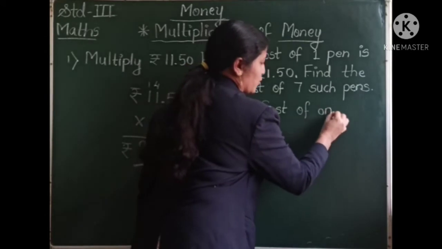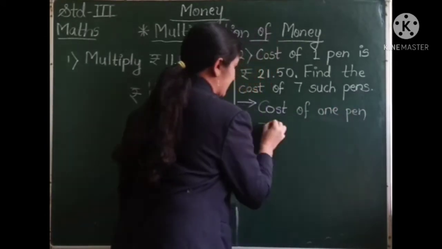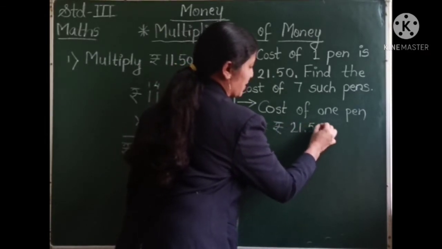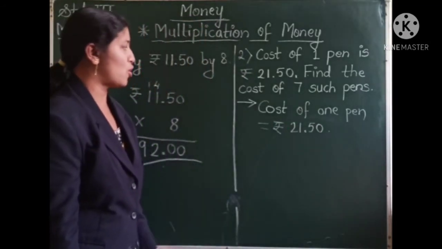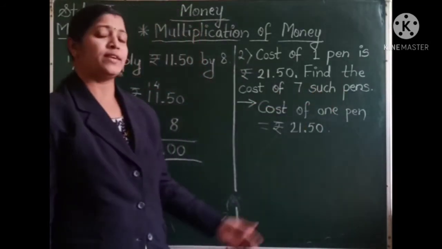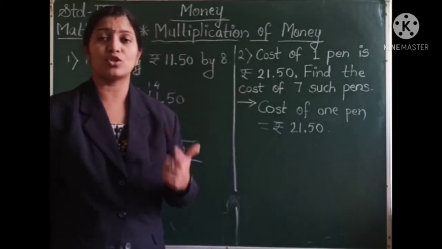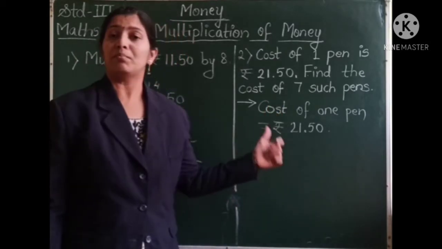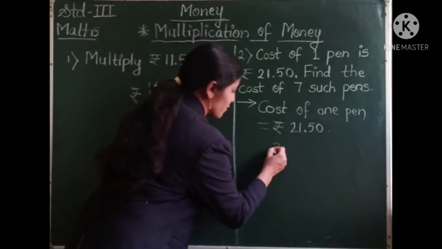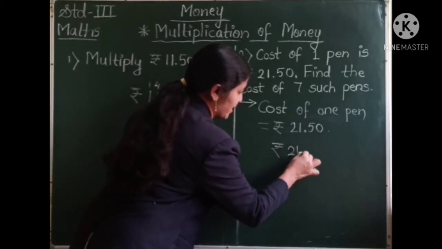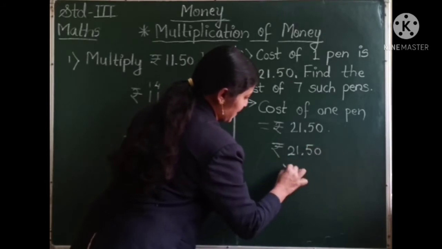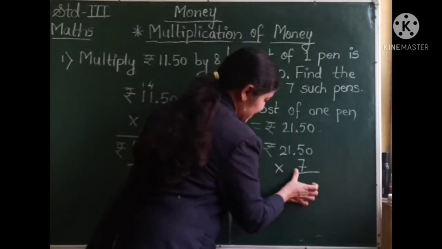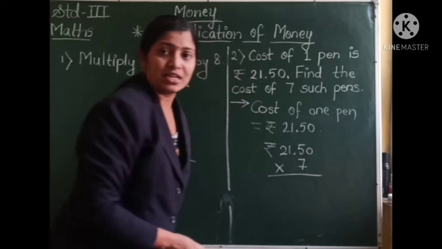Cost of 1 pen is equal to rupees 21 and 50 paise, right? So we have to find out the cost of 7 such pens. So when we know the cost of 1 pen and we are asked what is the cost of 7 such pens, we have to apply multiplication here, right? So what we will do? We will multiply rupees 21 and 50 paise by 7 because we want to know the cost of 7 pens, right? Yes. So let us do it.